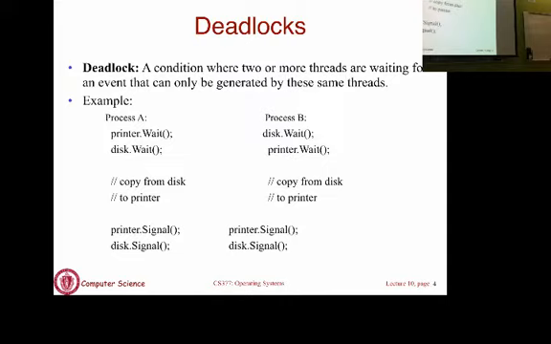It's going to ask for the disk lock, which process B has already gotten. So it will block, waiting for B to release that lock. Now process B will run, and it's going to ask for the printer lock, which A holds. It will block. Now these processes are going to block forever because each of them holds one lock and they're waiting for the other lock that the other process holds.